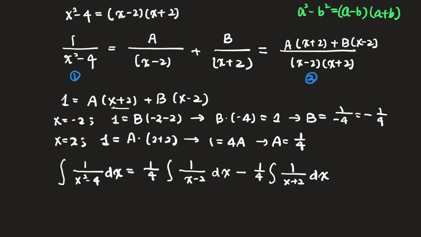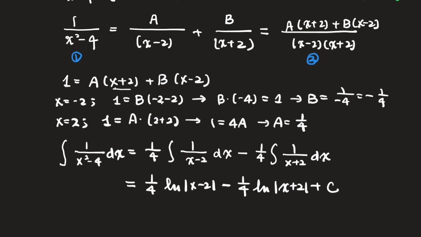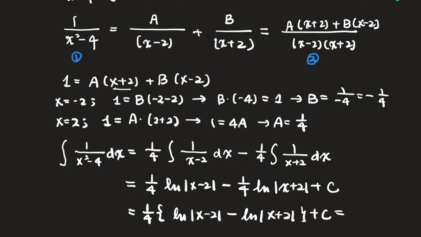From this rational form you can find the antiderivative: 1 over 4 ln|x − 2| minus 1 over 4 ln|x + 2| plus C. So I want to put these together, taking 1 over 4 as a common factor: ln|x − 2| minus ln|x + 2| plus C. How can we put this together? 1 over 4 ln|(x − 2)/(x + 2)| plus C. That's how to solve this integration.